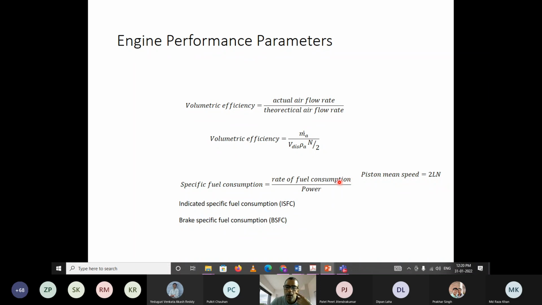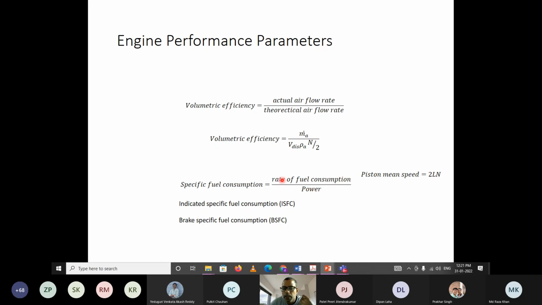To calculate the BSFC or ISFC, we have to measure, for a given operating condition of the engine, the mass flow rate of the fuel. For fuel consumption, you also suggested that we can use the burette method. We can measure the volume of fuel consumed in a given time. That will give you the volume flow rate of the fuel, and multiplying with the density of the fuel gives the mass flow rate of the fuel. Power, anyway, we were measuring in the experiments.